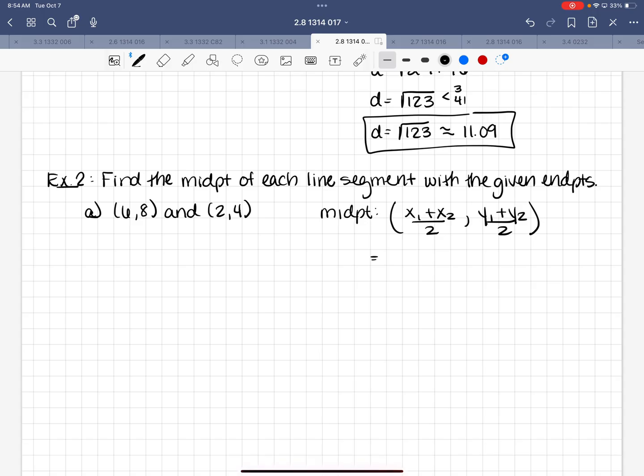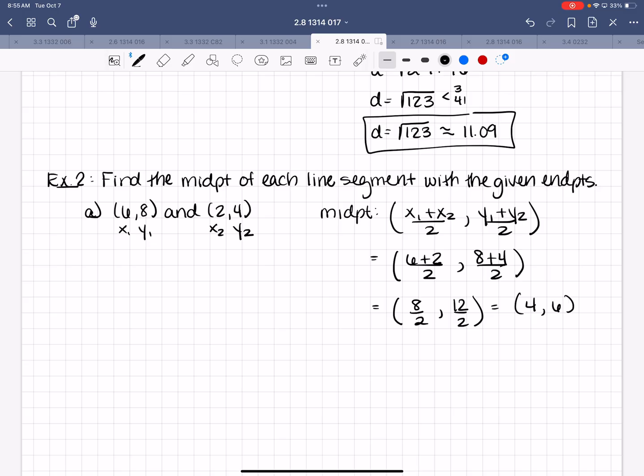That means, guys, you're just averaging the x's and averaging the y's, because you want the midpoint, so it's going to be a point, right? You got to have an x and you got to have a y. So I've got (6 + 2)/2 and (8 + 4)/2. That's going to give me 8 over 2 and 12 over 2, which then, of course, gives me the point (4, 6). That's the midpoint between those 2 points.